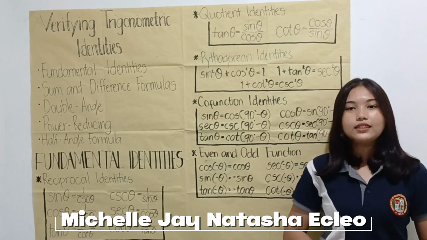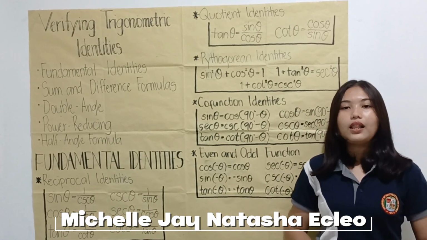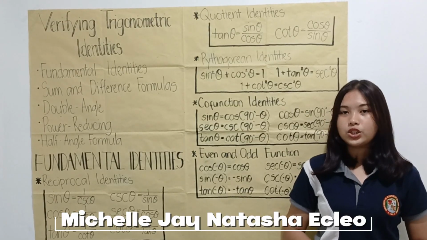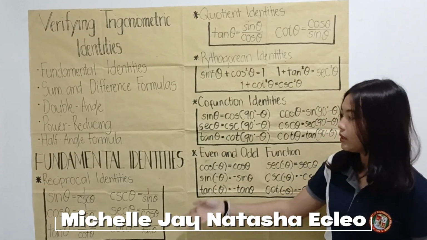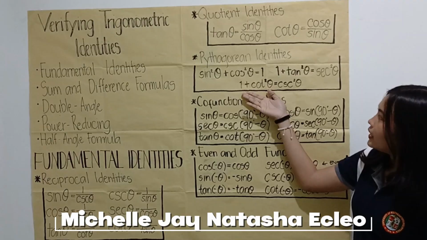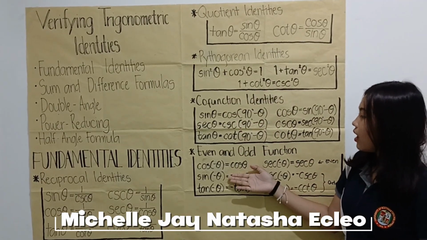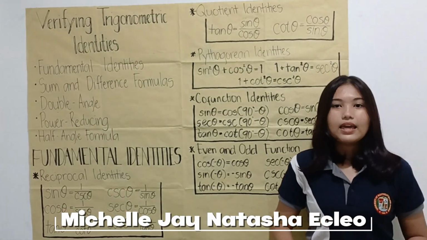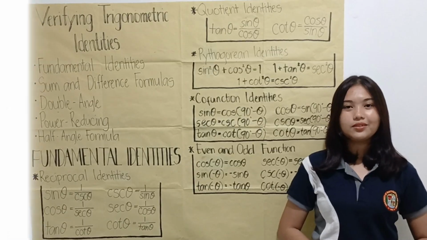And now, let's start discussing the fundamental identities. Fundamental identities are the basic relationships between trigonometric functions, and this includes reciprocal identities, quotient identities, Pythagorean identities, co-function identities, and even and odd functions. They are essential tools in simplifying and verifying expressions.